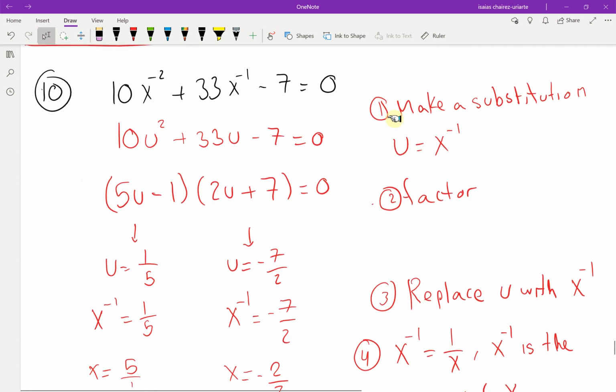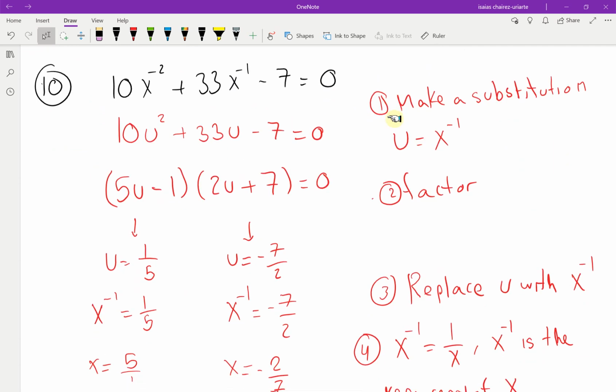All right, let's try another one of these equations quadratic in form. In a sense, it's just a quadratic equation in disguise here. So let's think about this one. So here I have 10x to the negative 2 plus 33x to the negative 1 minus 7 equals 0. I am going to make the substitution u equals x to the negative 1. And so then this becomes 10u squared plus 33u minus 7 equals 0.